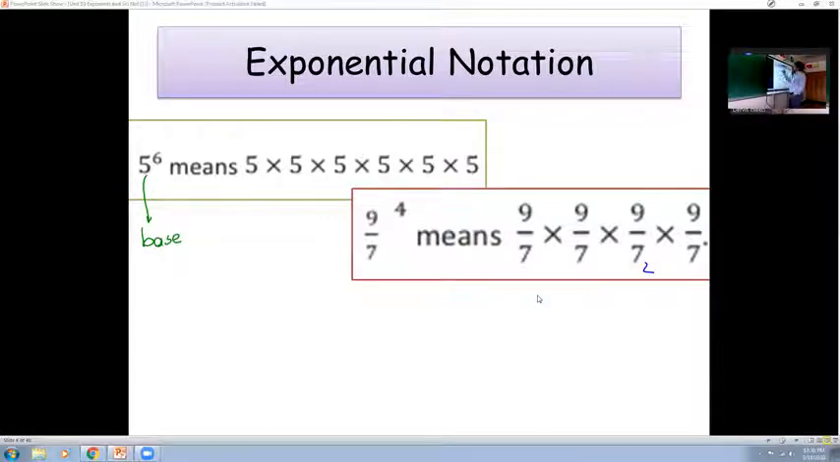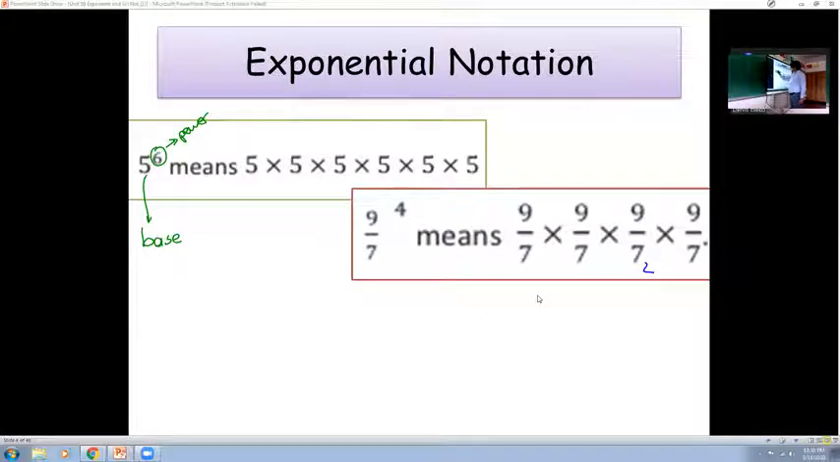Who is on top of 5? 6. What is this one? Actually, guys, that is called power. Some textbooks use exponents, and some textbooks use power. So the whole thing, 5 and 6, is actually exponents.